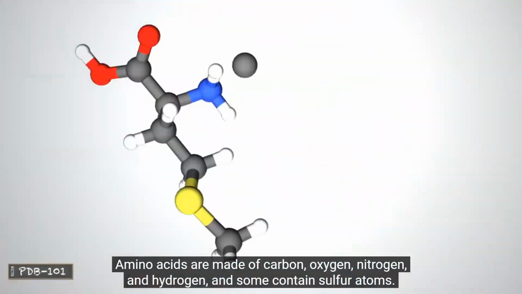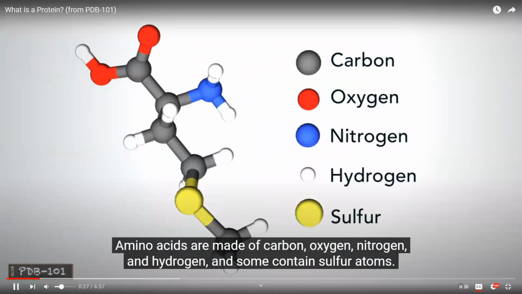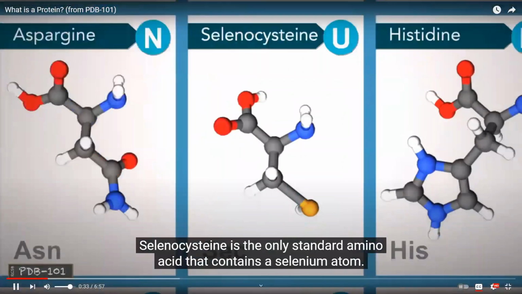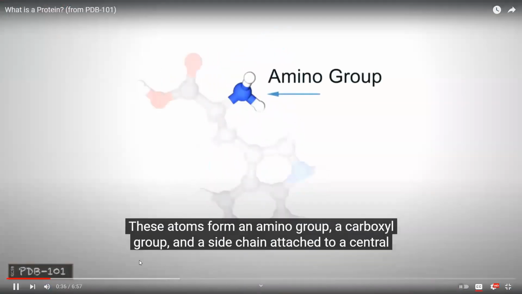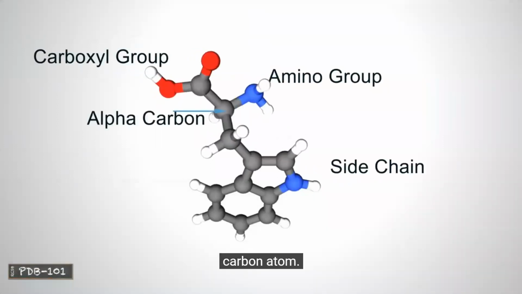Amino acids are made of carbon, oxygen, nitrogen, and hydrogen atoms, and some contain sulfur atoms. Selenocysteine is the only standard amino acid that contains a selenium atom. These atoms form an amino group, a carboxyl group, and a side chain, all attached to a central carbon atom.